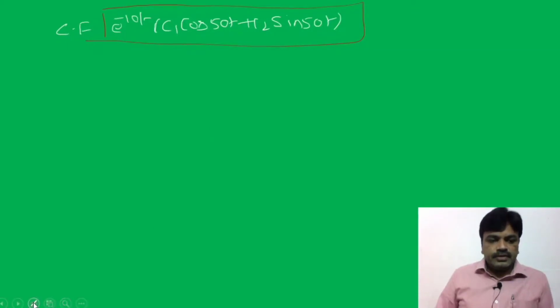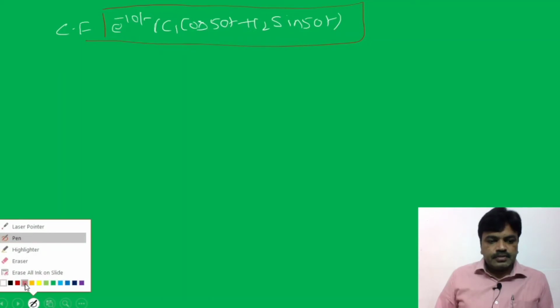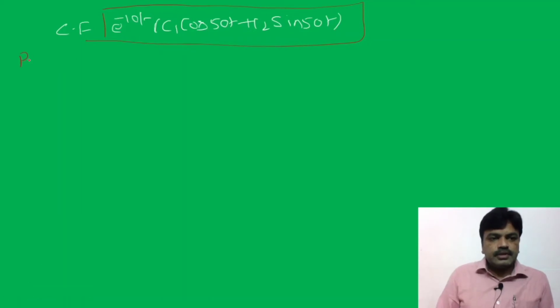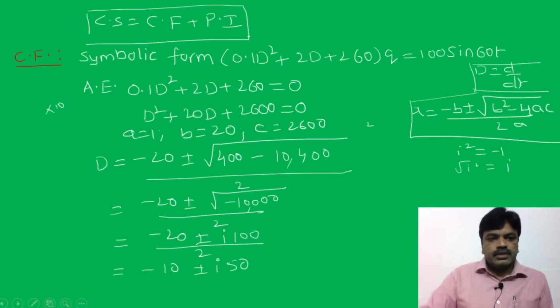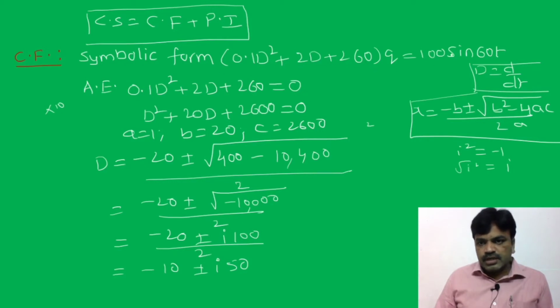And then I want to find the particular integral. Subheading: particular integral. We get 1 by (0.1 D square plus 2D plus 260). Let me check once: 0.1 D square plus 2D plus 260. Okay, the right hand side is 100 sin 60t.